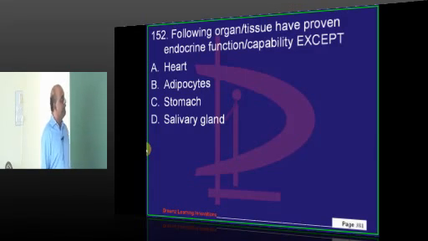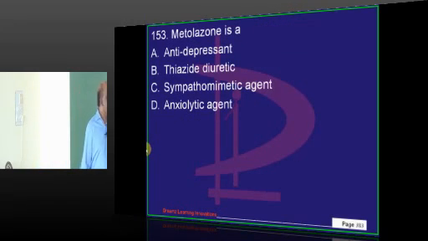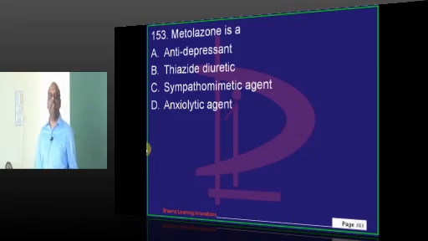Now, does the salivary gland have exocrine or endocrine function? Exocrine, basically. Then metolazone is a congener of thiazide diuretic.